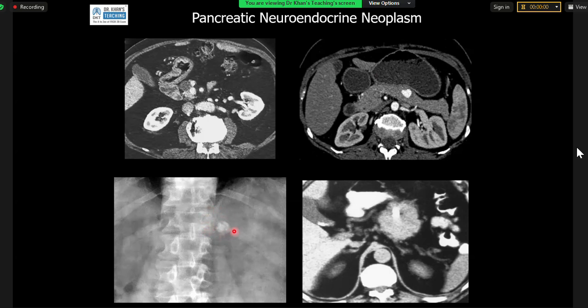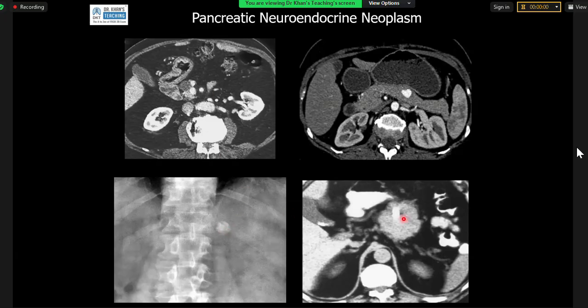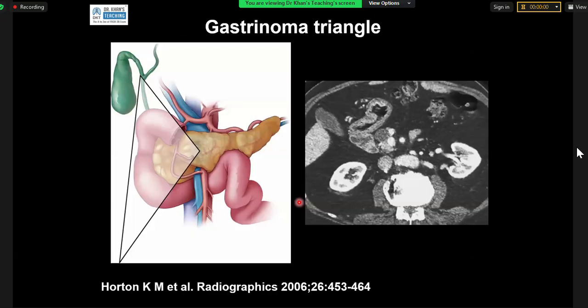So the viva starts on a plain film, and you can see this nodule. And what can it be? You can say it can be in the region of the pancreas, it can be adrenal, it can be mesenteric. Then they will show you a CT, and it might be an enhancing neuroendocrine tumor. This picture should be etched in your brain.